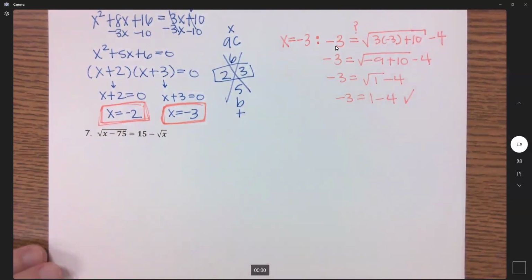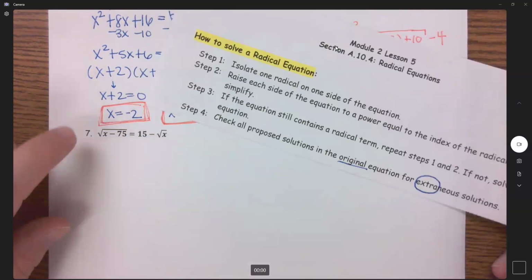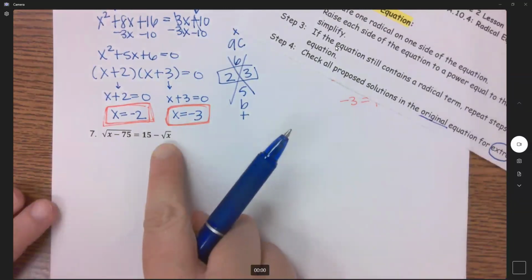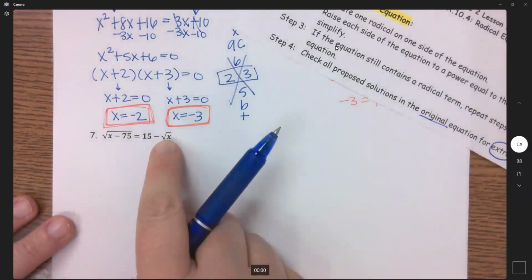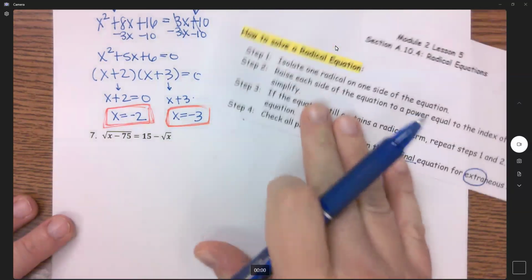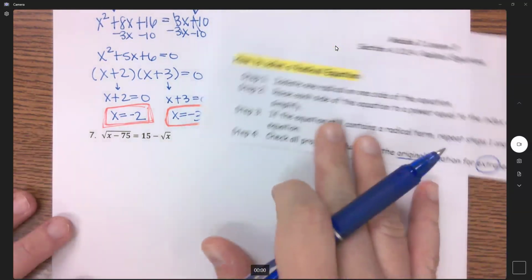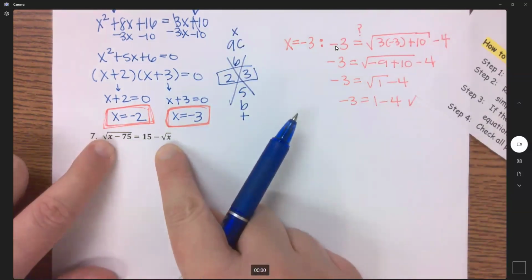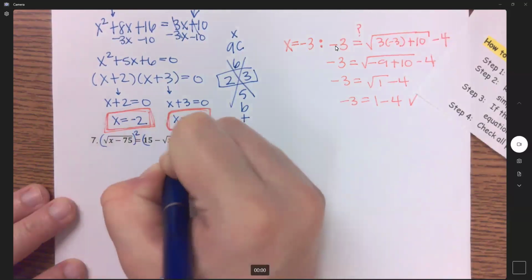And then our last one here. And this last one, we will actually be using all of our steps. Step 1 is to isolate one radical on one side of the equation. This radical is not isolated because it's got 15 minus that radical, but this one is. And that's all it says, is to isolate one radical on one side. So we're done. So raise each side of the equation equal to the power. These are both square roots. So we will square both sides.